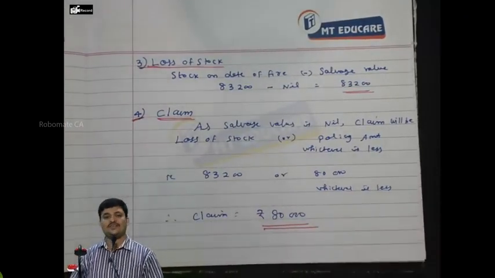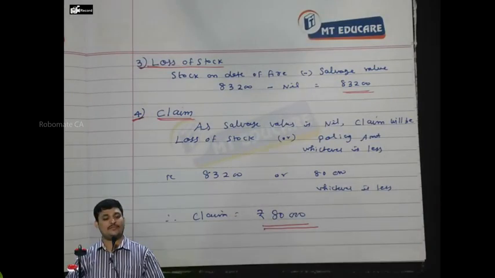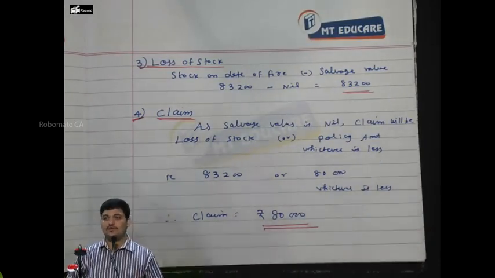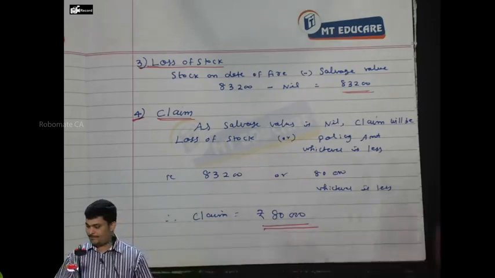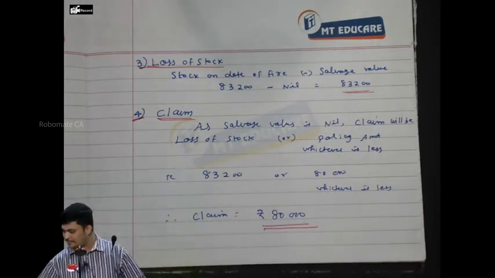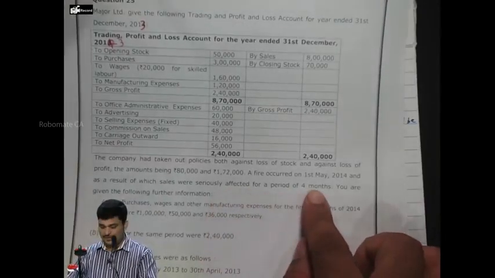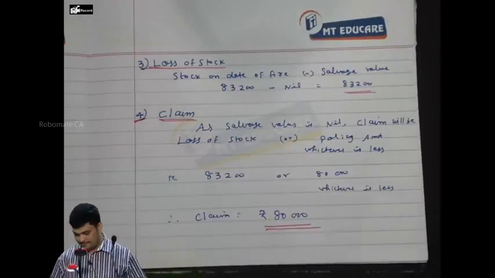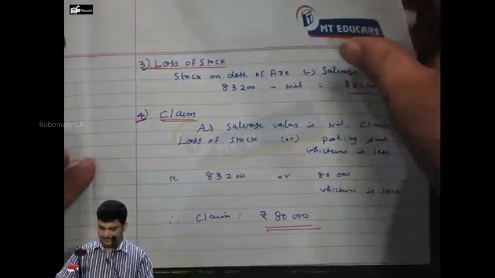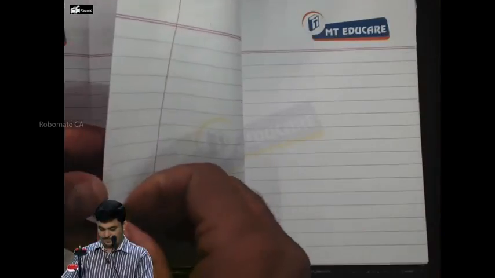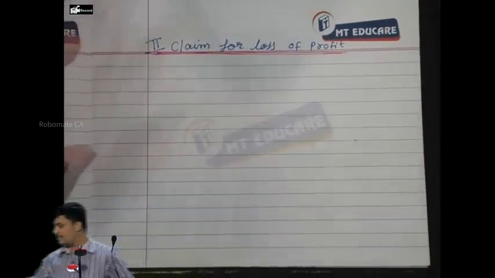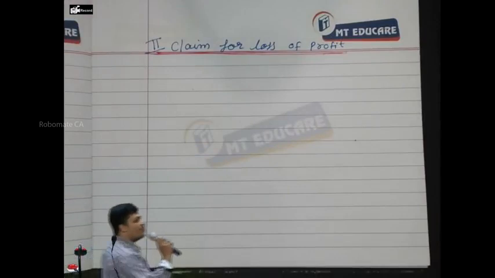Fire occurred on what date? 1st of May. And business was affected up to? For a span of 4 months. Very clearly given. Correct? Is it given? The business has been affected seriously for a period of 4 months. During this 4 months, since my business is affected, I am losing profit. I lose profit because I am losing sales. So I should know how much sales I am losing.